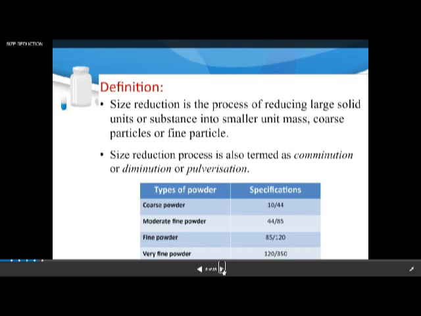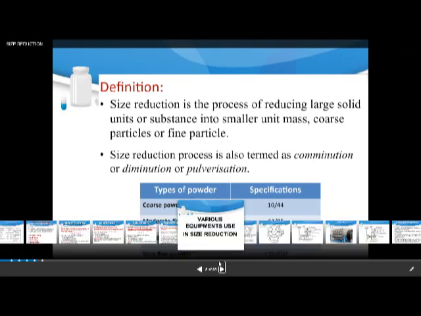Here we can say these are the various types of powder: coarse powder, moderately fine powder, and very fine powder. Depending on the specifications, through which sieves they are going to pass and on which sieve they are going to be retained, these powders are classified as coarse powder, moderately fine powder, and very fine powder.